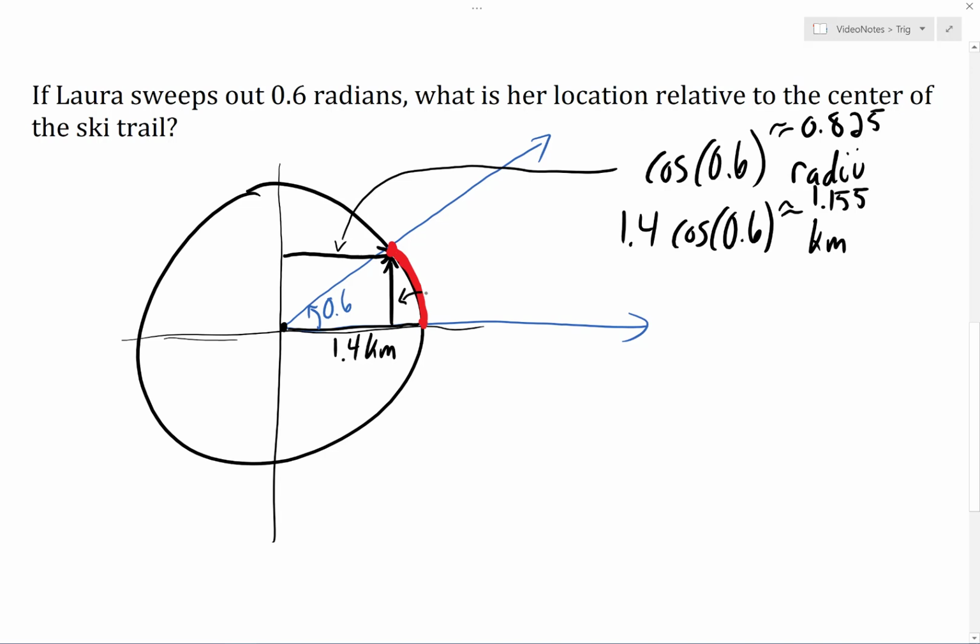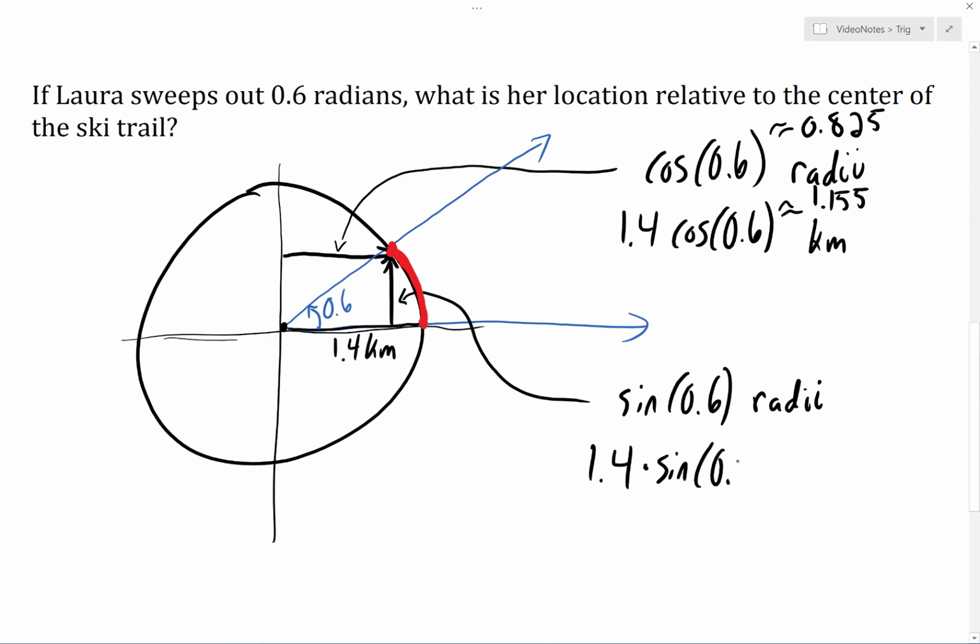Now on the other hand, her distance above the center of the ski trail, we can use the sine function to find that. So sine of 0.6 tells us her distance above the center of the ski trail, and that's measured in radii. However, the radius of the circle is 1.4 kilometers, so 1.4 times sine of 0.6 tells us her distance above the center of the ski trail, measured in kilometers.